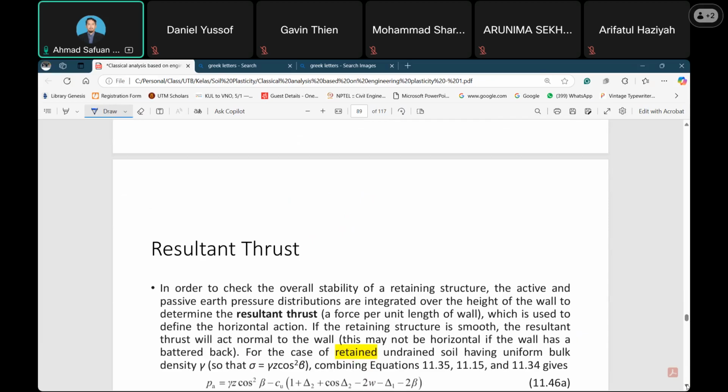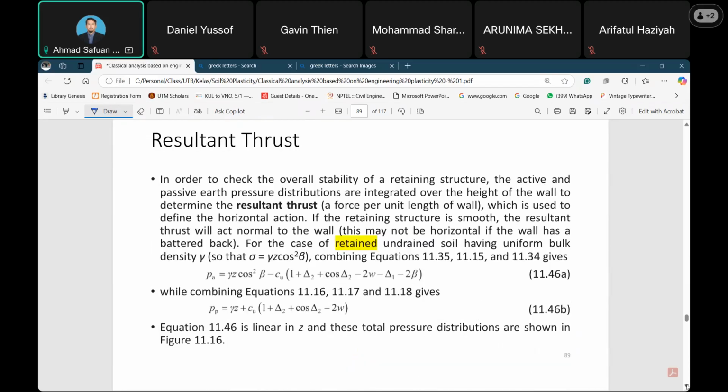So the active and passive earth pressures integrated over the height of the wall determine the resultant thrust, which is used to define the horizontal actions. If the retaining wall structure is smooth, the resultant thrust will act normal to the wall. This may not be horizontal if the wall has a battered back.